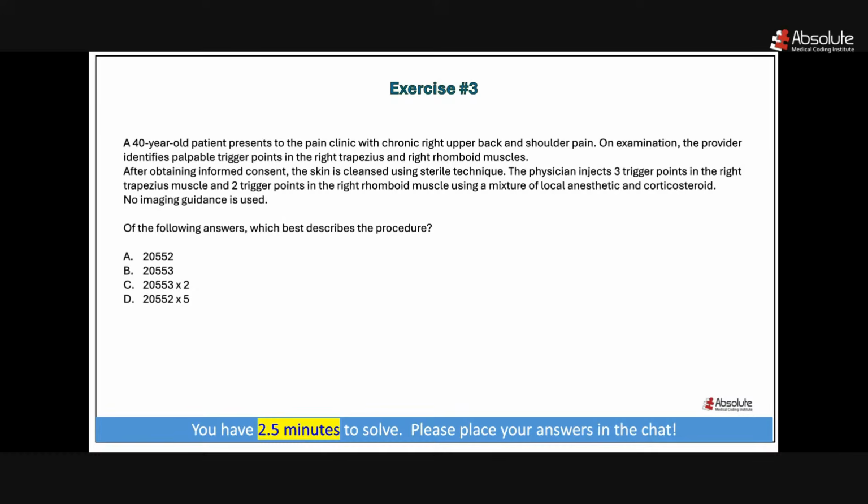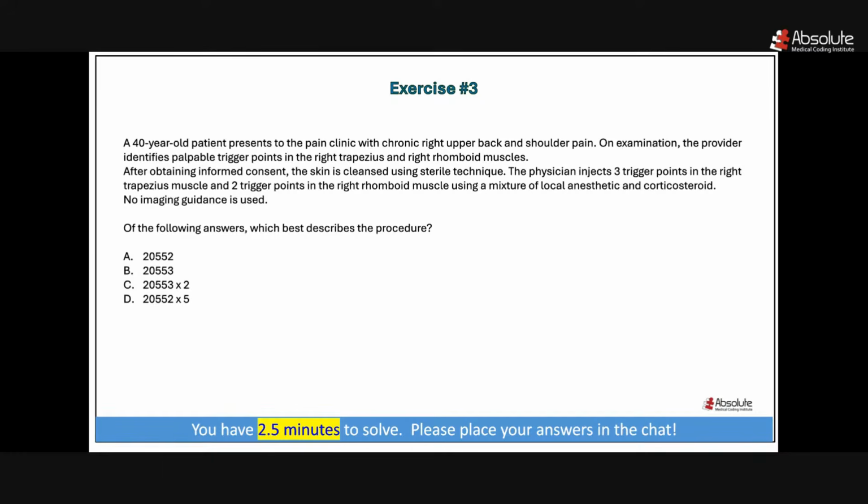Exercise number 3. Of the following answers, which best describes the procedure? Option A, 20552. Option B, 20553. Option C, 20553 times 2. Option D, 20552 times 5. A 40-year-old patient presents to the clinic with chronic right upper back and shoulder pain. On examination, the provider identifies palpable trigger points in the right trapezius and the right rhomboid muscles.